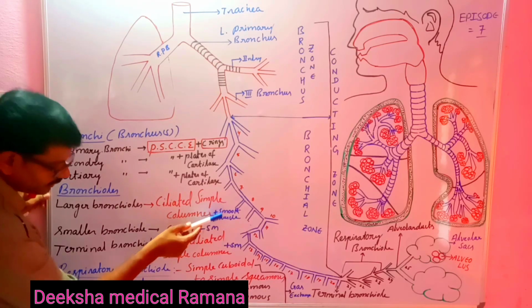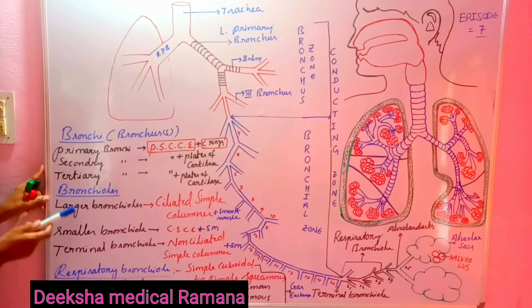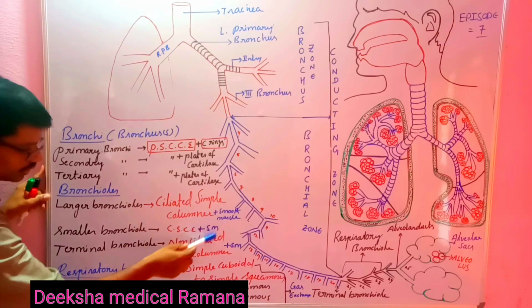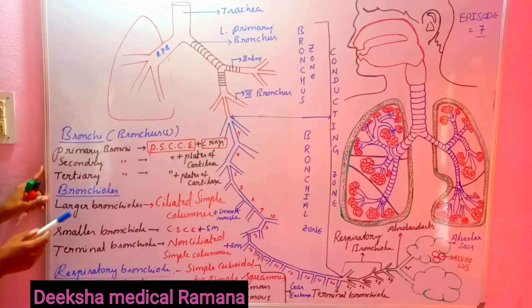Now, the amount of smooth muscle increases from the large bronchiole to the small bronchiole to the terminal bronchiole. In the large bronchiole it is negligible, in the small bronchiole it is more than in the large bronchiole, and in the terminal bronchiole the smooth muscle is more than in the smaller bronchiole. I think you have understood.